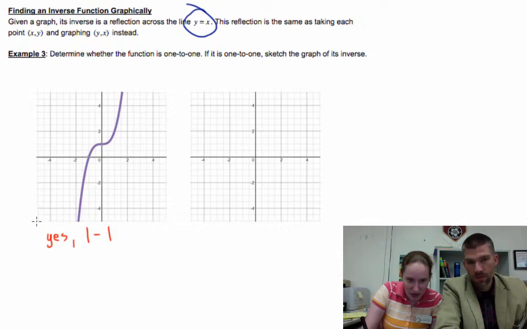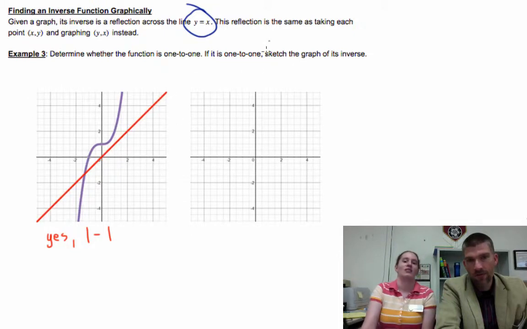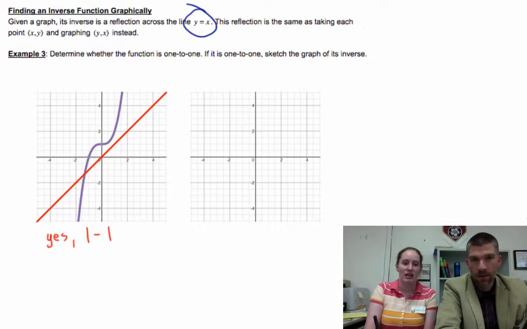Okay, I'm going to draw the line y equals x. That is the straightest line I have ever seen anybody draw. Thank you. Wow. So you can kind of eyeball this or literally take some points.